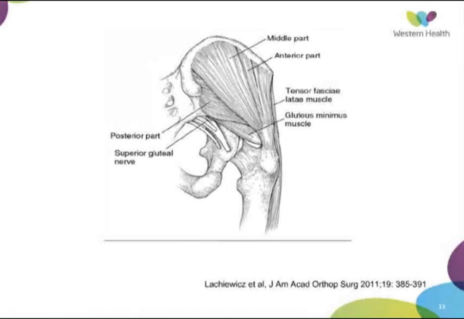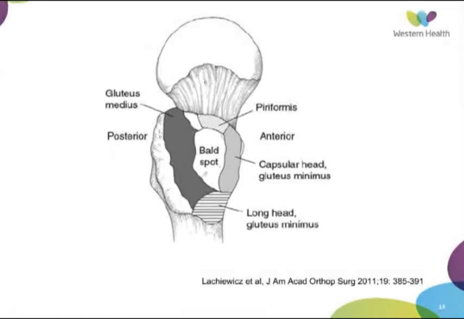The picture demonstrates the muscles that we can see on the lateral side of the hip, including the gluteus medius and gluteus minimus. And these are also the areas where all the tendons attach to the GT on the femur. There is an area called the bald spot. This is where there is no muscle attachment in the area.